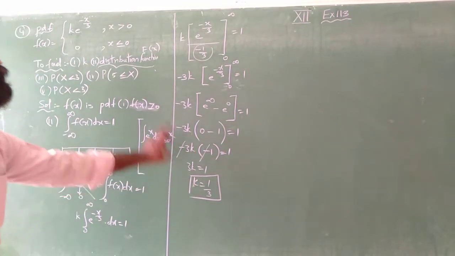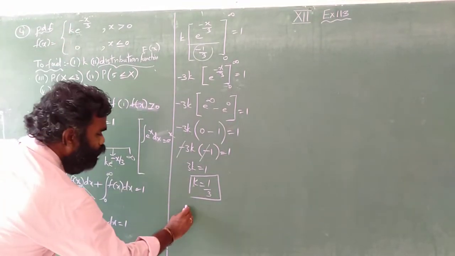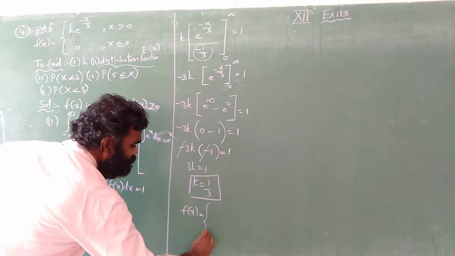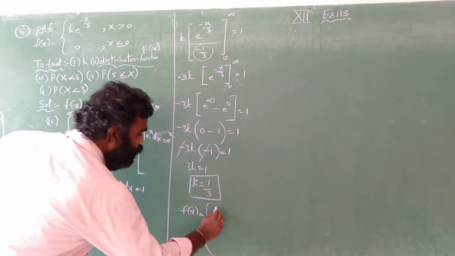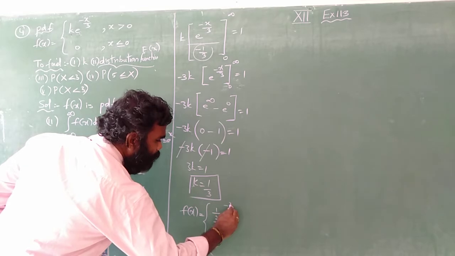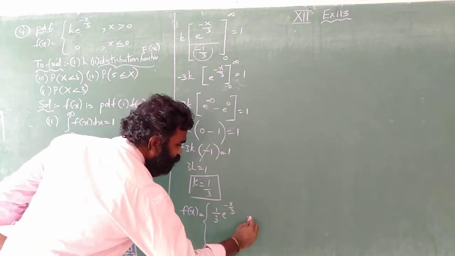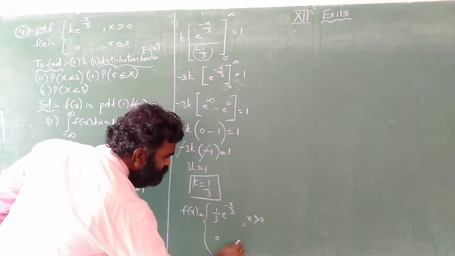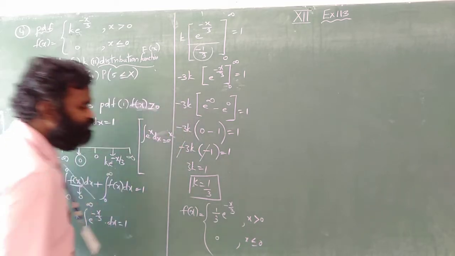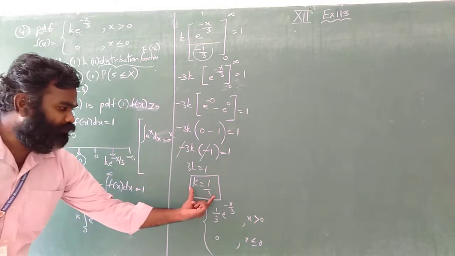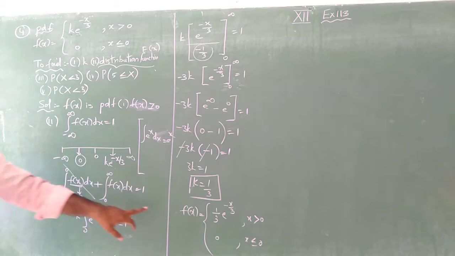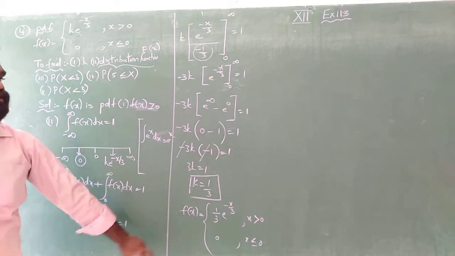Very, very important: this k I need to apply here. So f of x is equal to 1 by 3 e power minus x by 3 when x is greater than 0, and 0 when x is less than or equal to 0. After finding k, I need to apply it here. So this is the f of x.